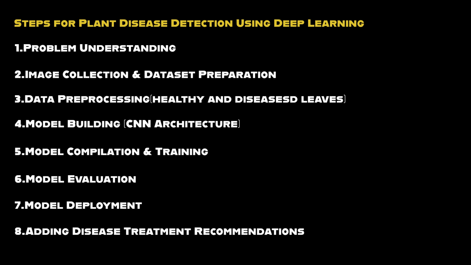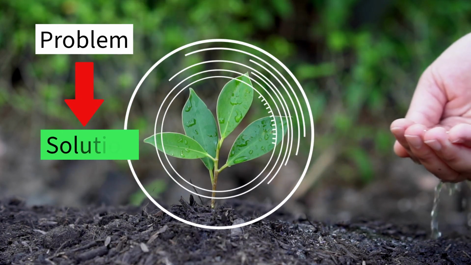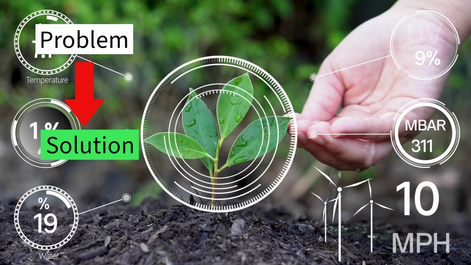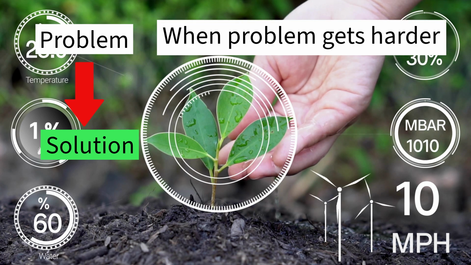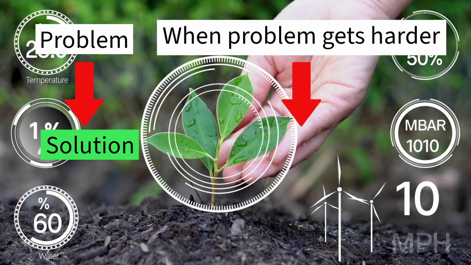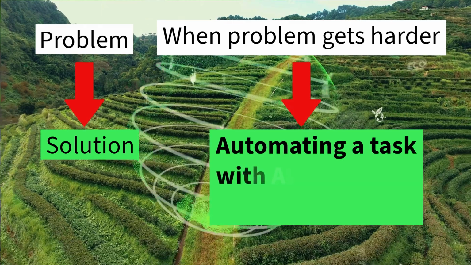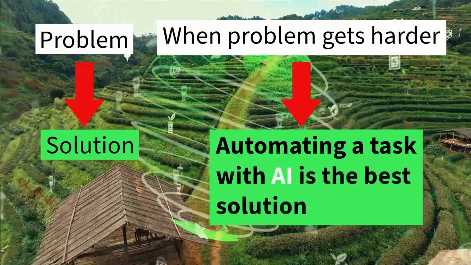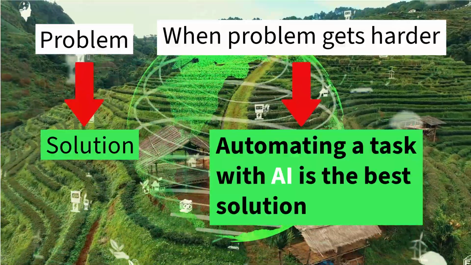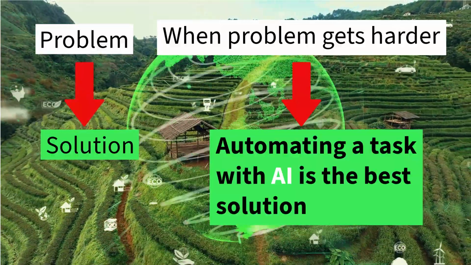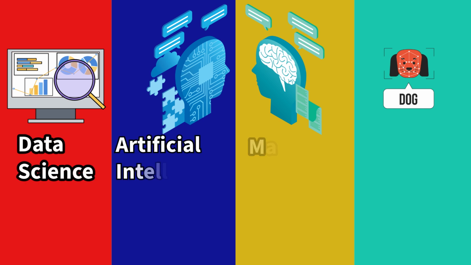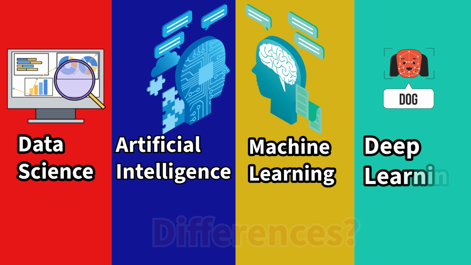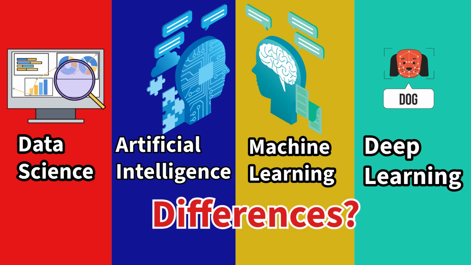This is how a complete AI project will look like. For every problem in this world, there is a solution. That's how this problem got a solution of automating a task. When the problem gets harder, it's nothing wrong if we automate a task with advanced technologies like AI. So, for every problem, whenever it is getting harder, using a technology like this will definitely be giving us a best solution. I believe in this video you understand the exact differences between all these on-demand technologies, data science, artificial intelligence, machine learning, and deep learning.